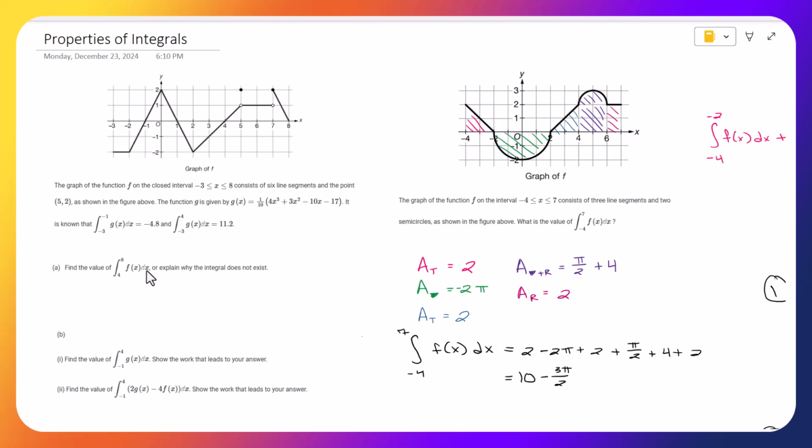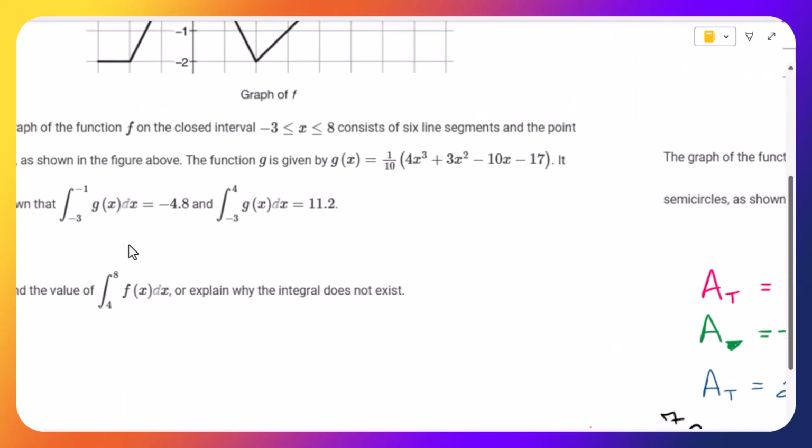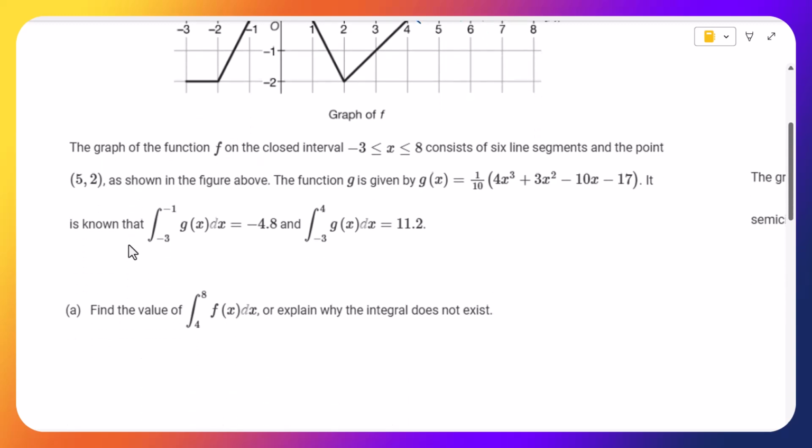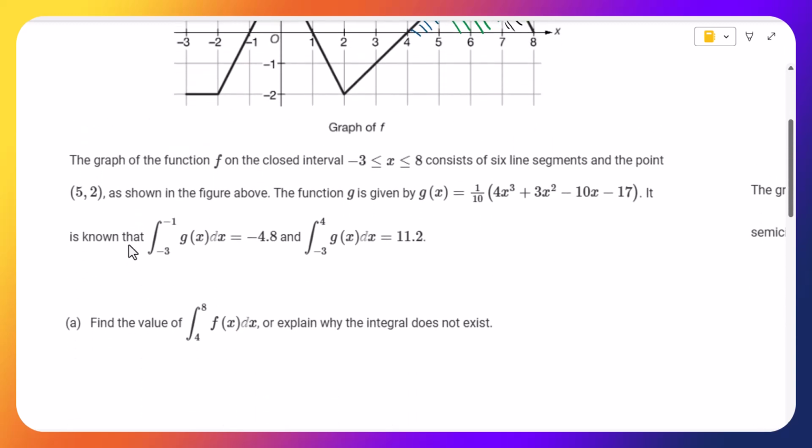So let's look from 4 to 8. It's going to be similar to what we did before. We're going to split it into pieces. We have this blue piece, we have this green piece, and we have this purple piece. I'm sorry, I changed the color. It's a black piece. Let me zoom in a bit. These three pieces, we're just going to add all three of these up. And we're going to make sure to show our work for that.